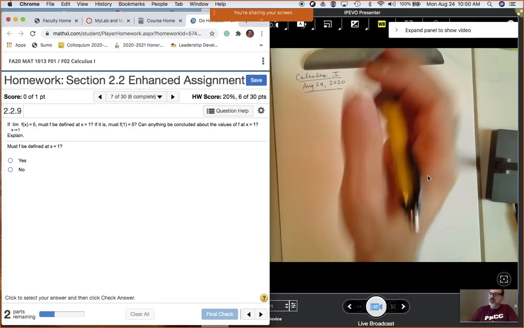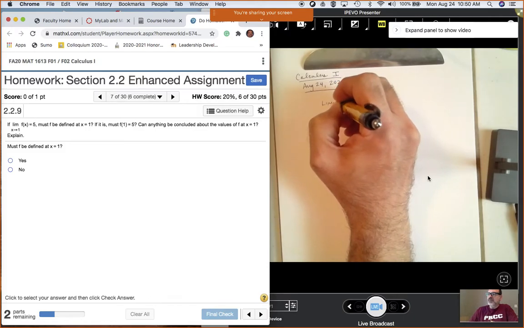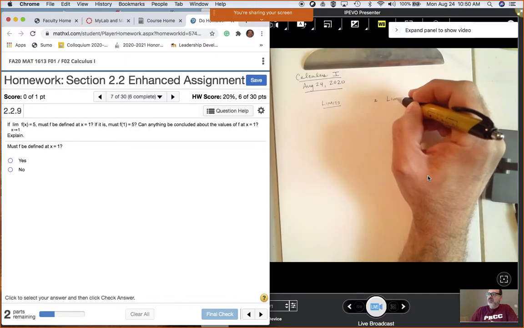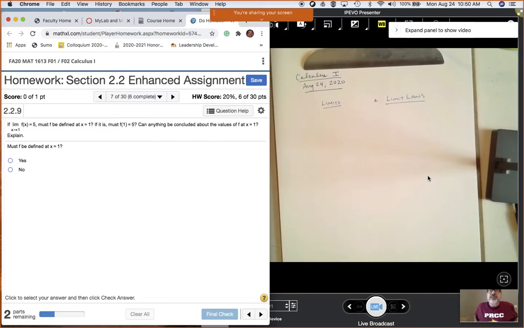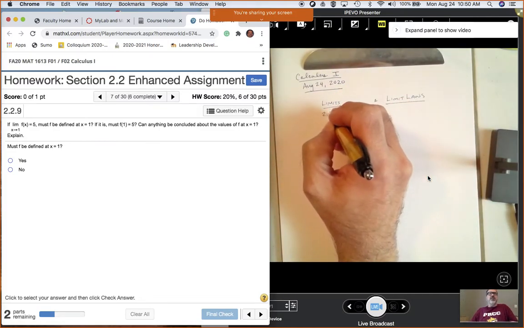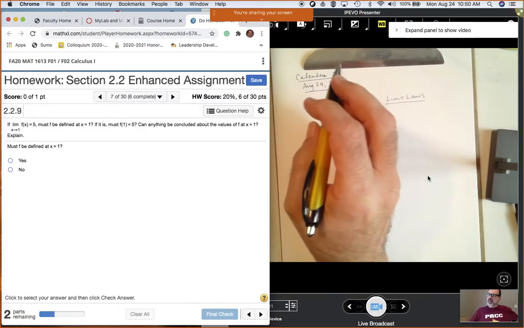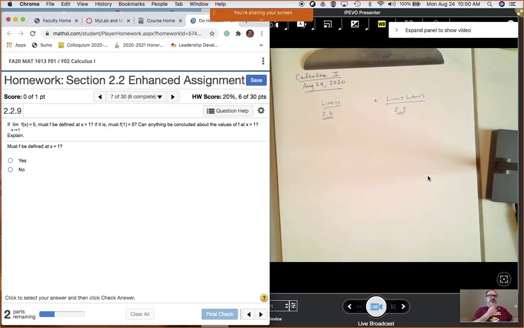Alright, so today we're looking at limits and we're looking at some limit laws. The limits are in section 2.2. Limit laws are in 2.3.